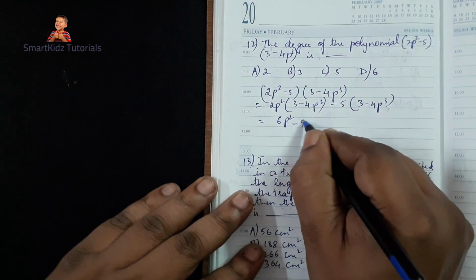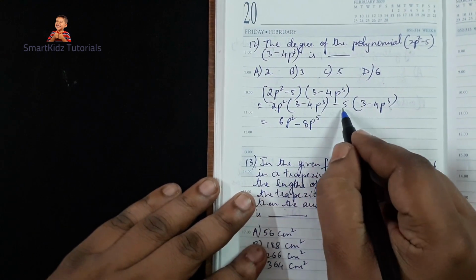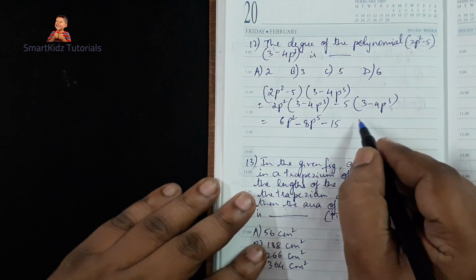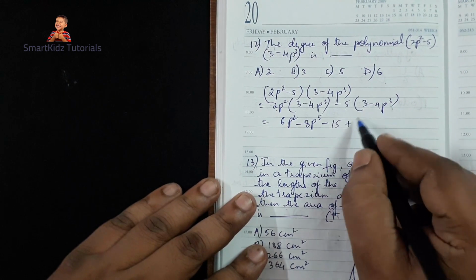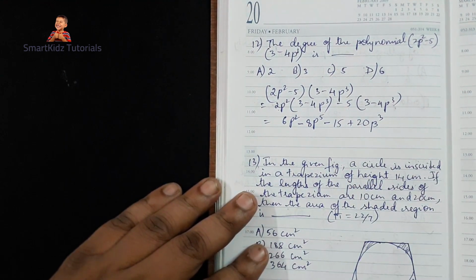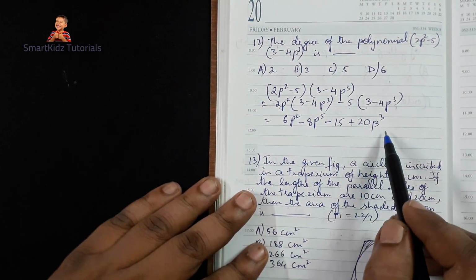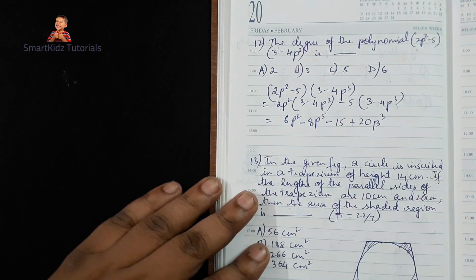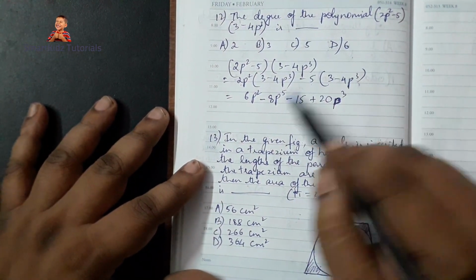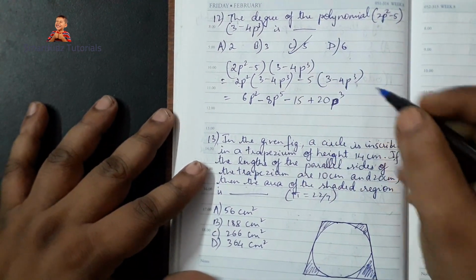2 × 4 = 8, so −8p⁵. −5 × 3 = −15. −5 × −4, so that would be +20p³. The degree of the polynomial is the highest degree of that particular variable. So the degree of this polynomial will be 5 because the highest power is 5. So C is our correct choice.